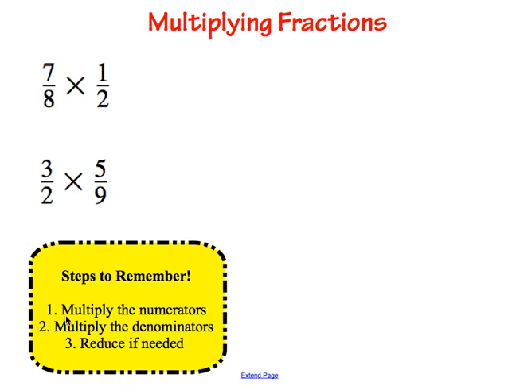Step 1, we're going to multiply the numerators. Step 2, we're going to multiply the denominators. And finally, step 3, we are going to reduce if needed. Let's look at the first example, 7/8 multiplied by 1/2.